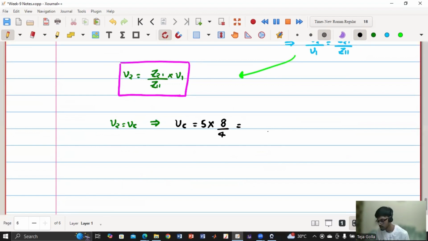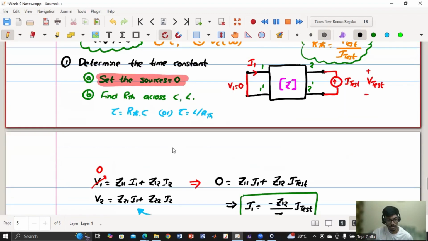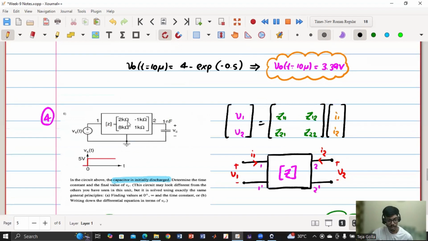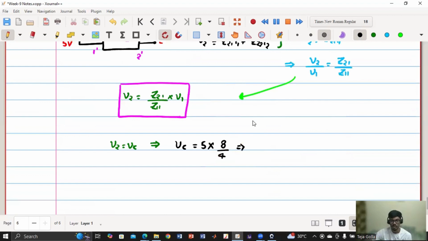So how much is the value? Z21 by Z11, right? So how much is it? So 20 volts. So VC is 20 volt.